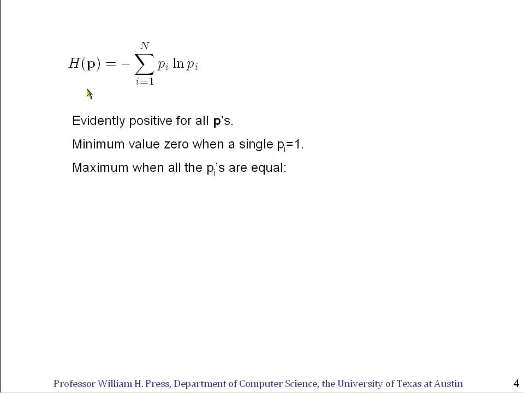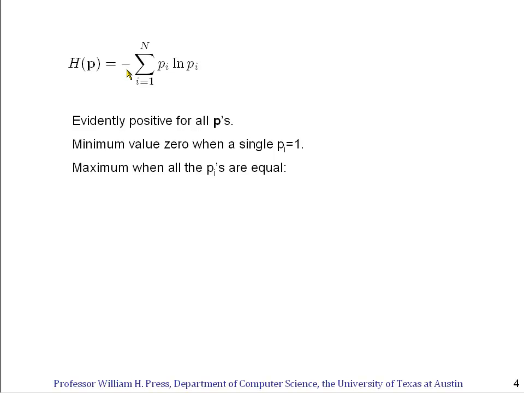So here's our formula again for the entropy of a distribution. Minus the sum over the different characters in the alphabet of the probability of each character times the log of that same probability. Well, evidently, entropy is positive no matter what the values of the p's are, because the p_i is positive. The log of a number between 0 and 1 is always negative, but here's the minus sign out front, so that makes it positive.